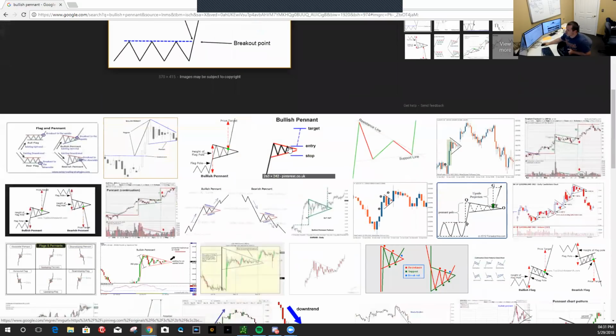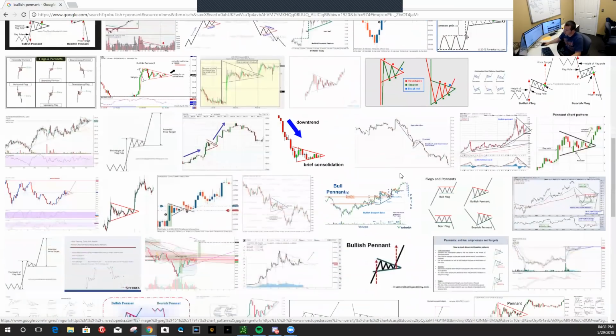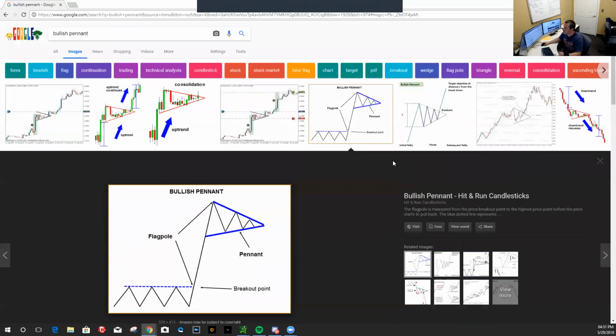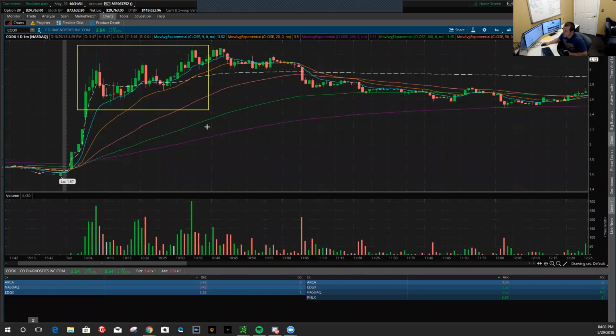There's a bunch of different scenarios. It's got to go up and down, up and down, this and that. But I'm going to show you exactly what a bullish pennant is. Of course, they're not always perfect, and it does get easier to spot them in real time as you practice more. But sure enough, right here on the stock chart of CODX today, we had a bullish pennant.